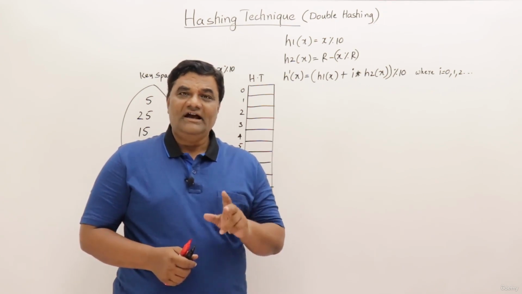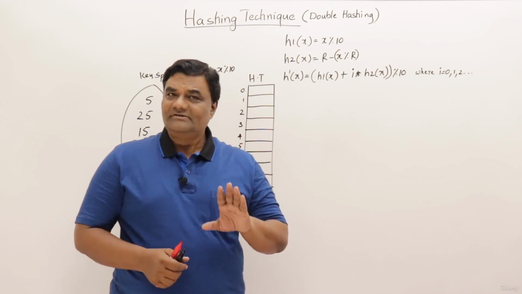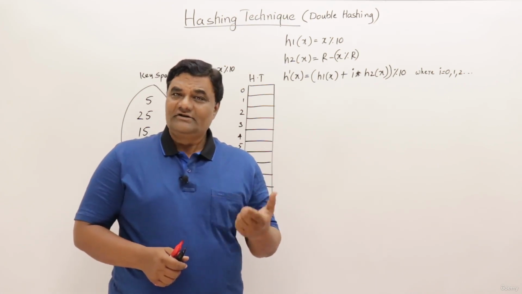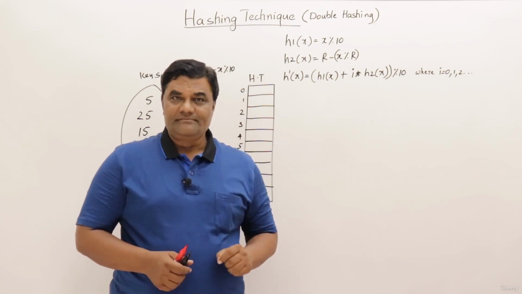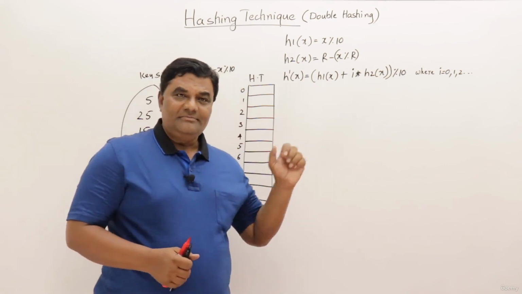The idea here is we will have two hash functions. One is the basic hash function. Then if there is a collision, the other hash function will help us to remove the collision. So for explanation, I have taken an example here.